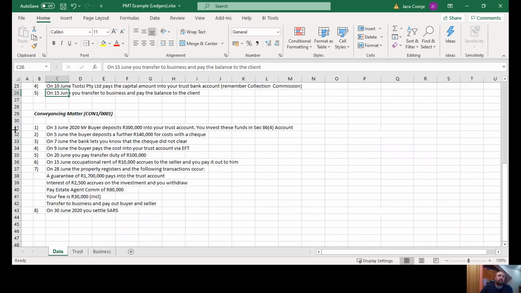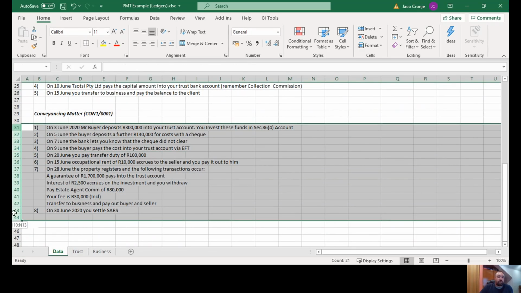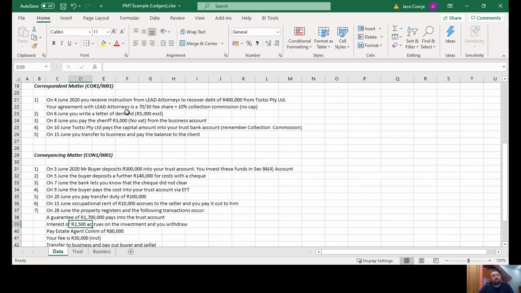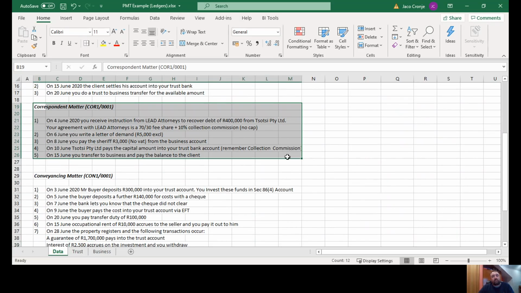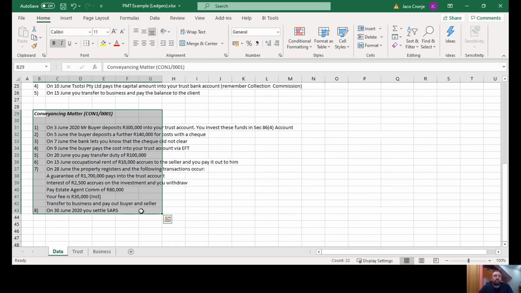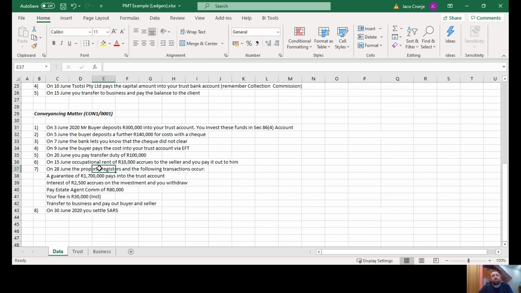Okay, then we get to the last matter, and then we are done with this lecture. So this is now a conveyancing matter. This one here will teach you the basics to answer question 1 of the assignment. This here will give you the basics to answer question 2 in the assignment.